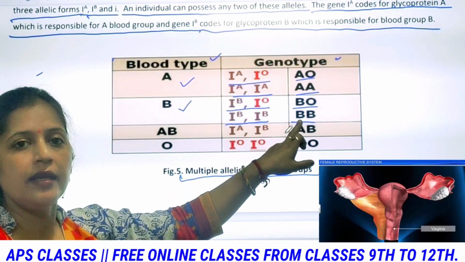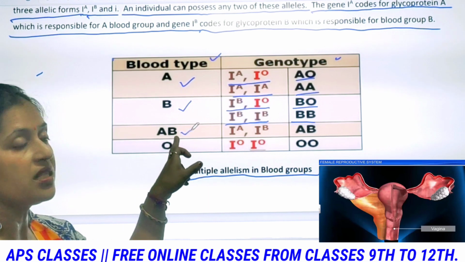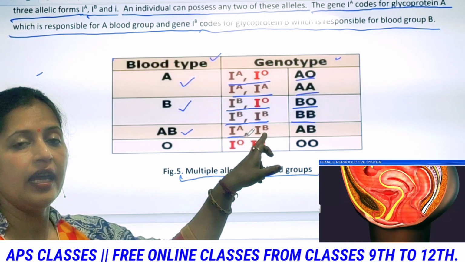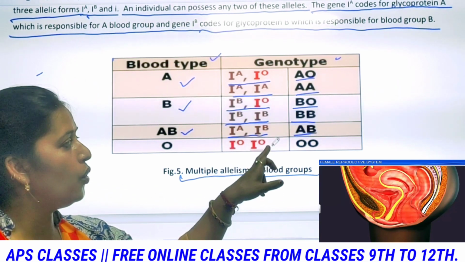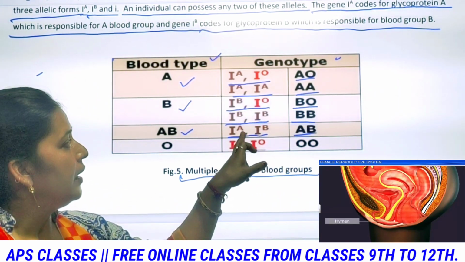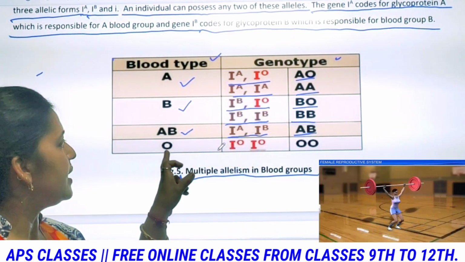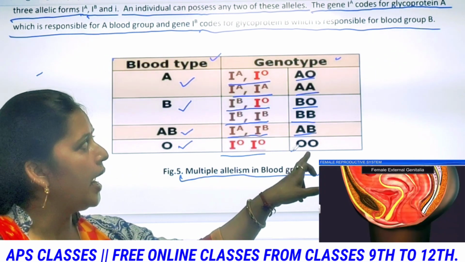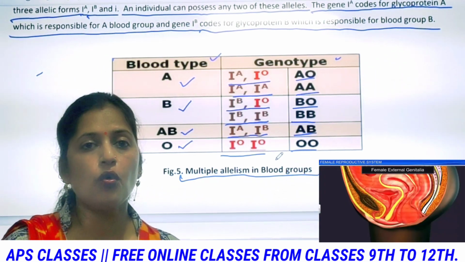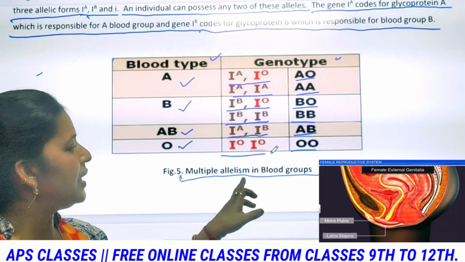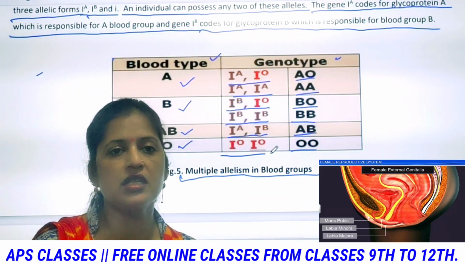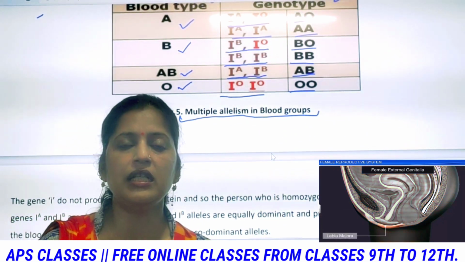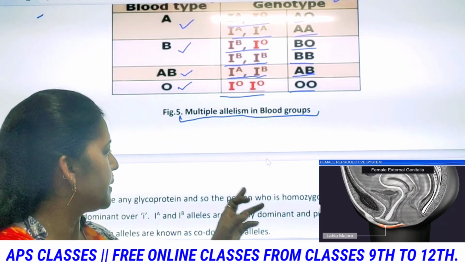BO and BB. Next, if the blood group is AB type, the genotypes are IA, IB, and further they have genotype AB. And if the blood type is O, the genotypes are IO, IO, and the further genotype is OO. So this is the multiple allelism in the blood groups, the diagrammatic or graphic representation regarding the multiple allelism in the blood groups.